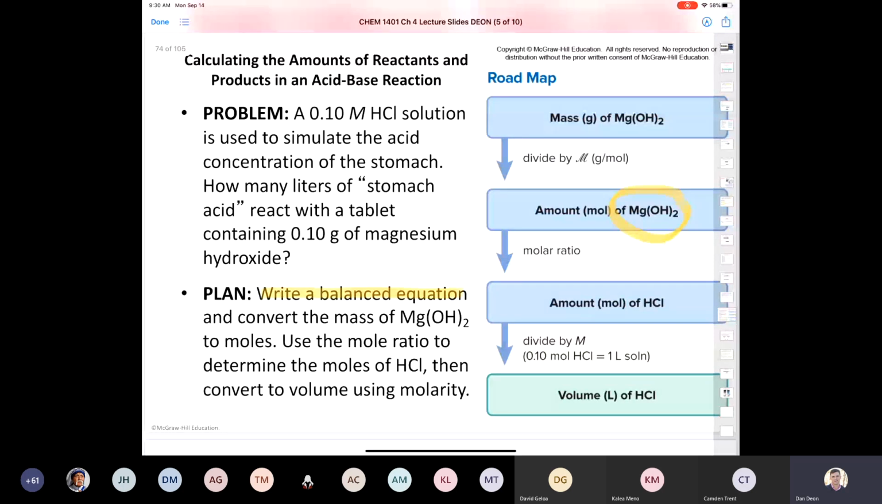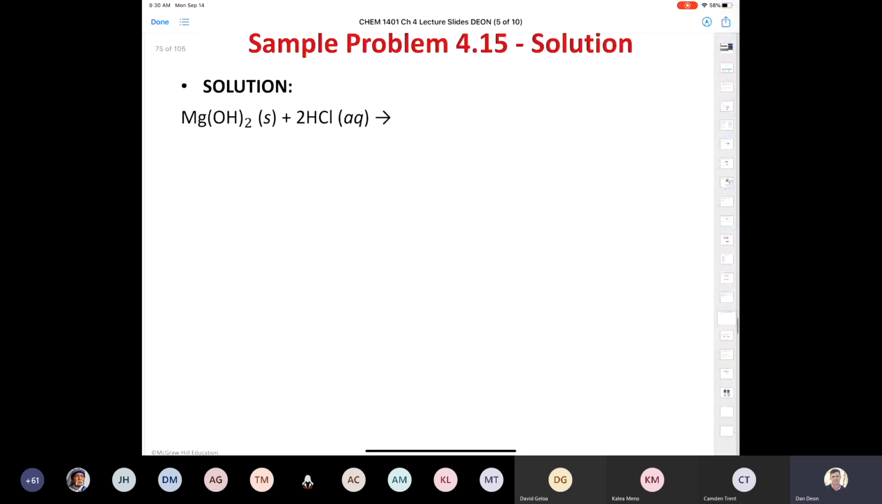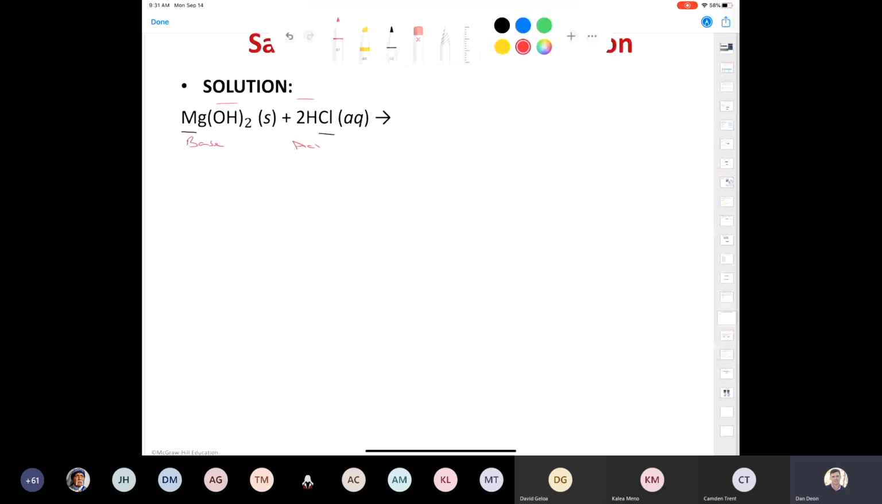Now, we're really going to need our nomenclature skills here. We have magnesium hydroxide and we have hydrochloric acid. How are they going to combine? All right, we're going to do a double displacement, or a metathesis reaction, in that magnesium is going to combine with the chloride, and then the hydroxide is going to combine with a proton to make water. So again, we take a base plus an acid, and we're going to end up with a salt, which in this case will be magnesium chloride.